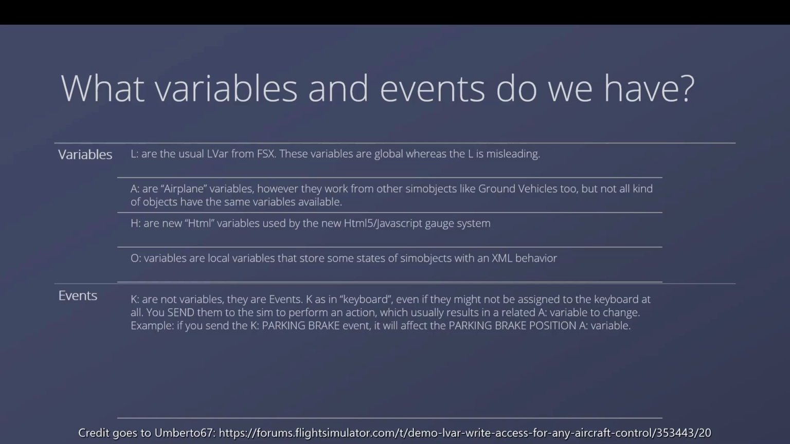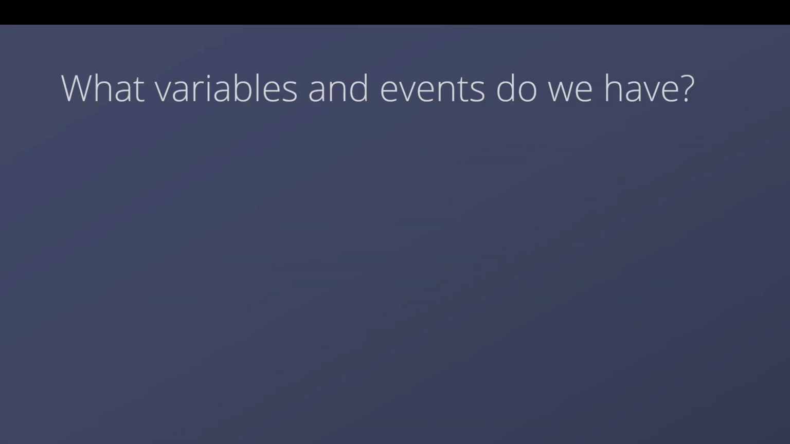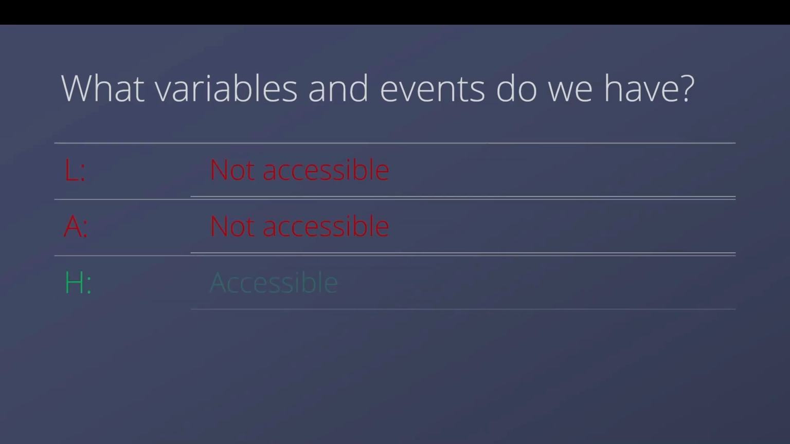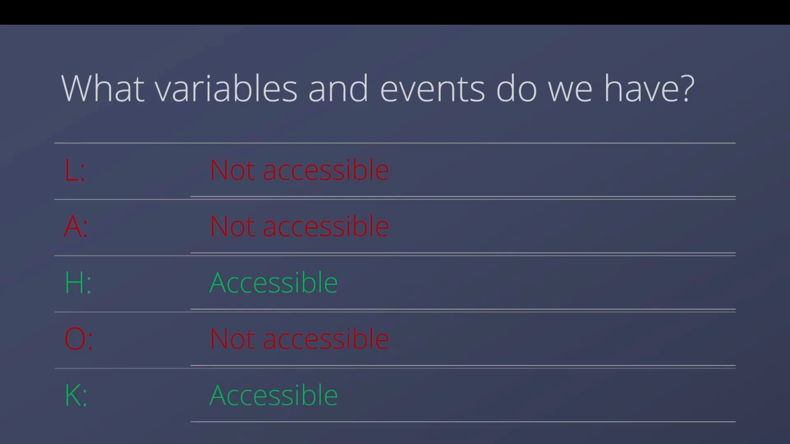From these 5 variables and events, we can use only 2 at this time. These are the H variables and the K events, and this is also our focus in this video. So we are not going to take a look at L, A, or O events, or better to say variables, because they are not accessible at this time. People around the world are looking into steps for how we can access the L variables, and I'm sure that we can soon access them as well.